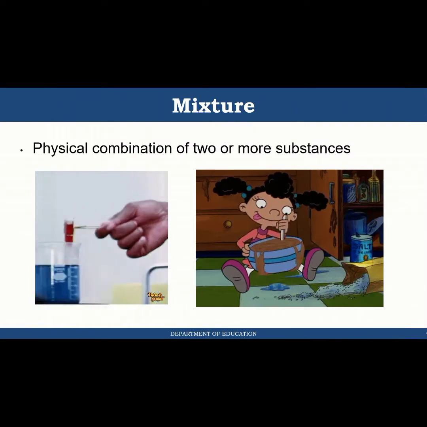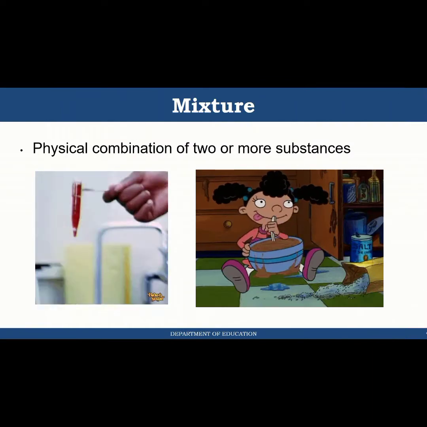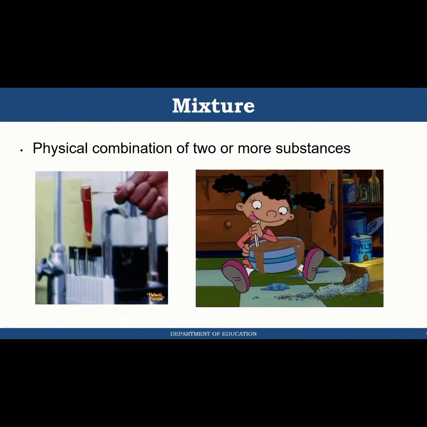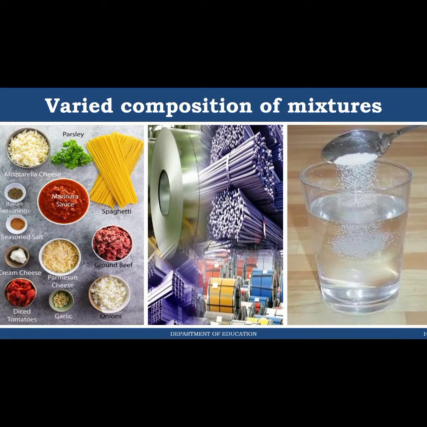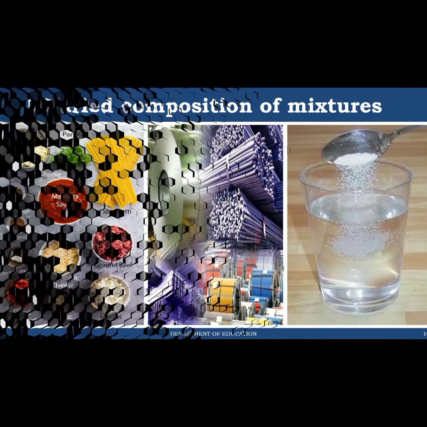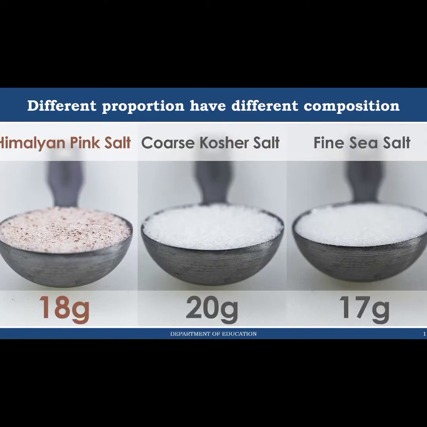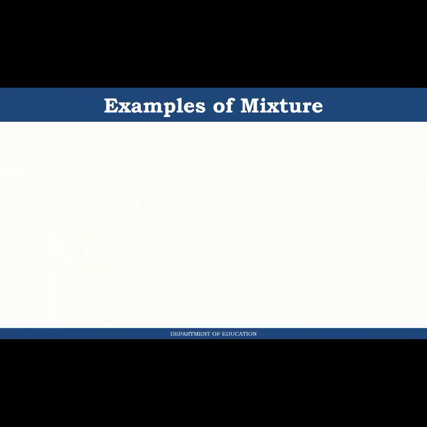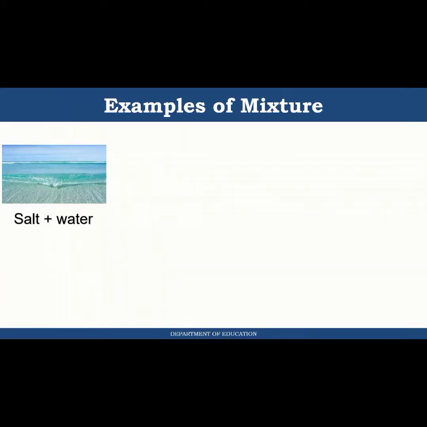A mixture is the physical combination of two or more substances. Composition of a mixture varies for every sample. Changing the proportion of the substances making up the mixture varies the composition. Moreover, the substances that make up the mixture retain their chemical properties. Seawater is an example of a mixture because it is composed of salt dissolved in water.